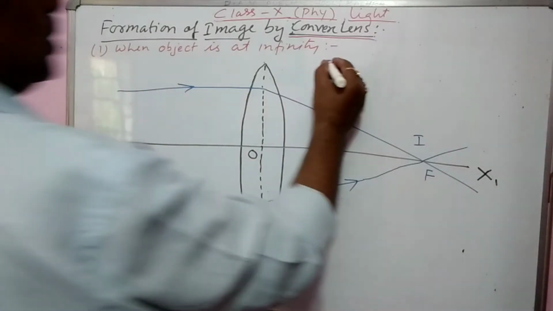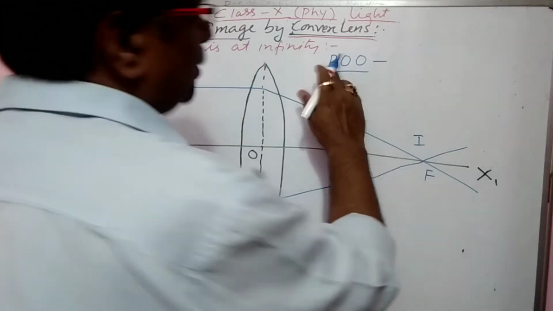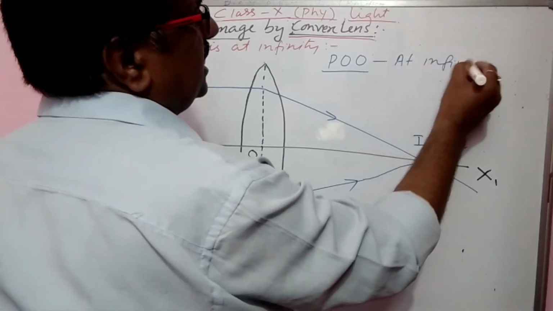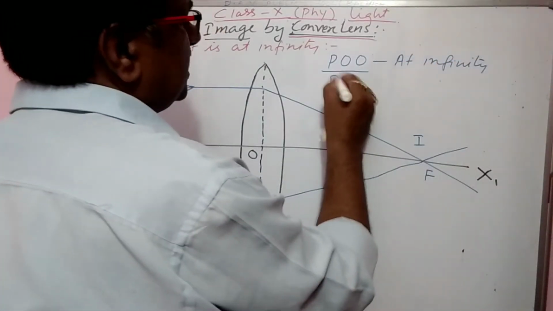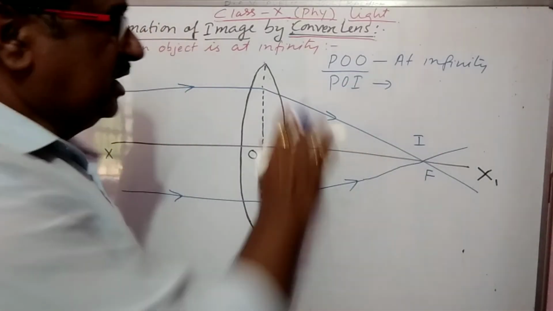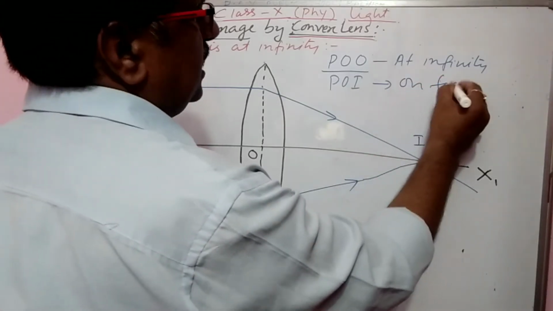So what is the position of the object? I am writing here in short. Position of object: it is at infinity. What is the position of image? Position of image, you will write in full: position of image is at the focus.